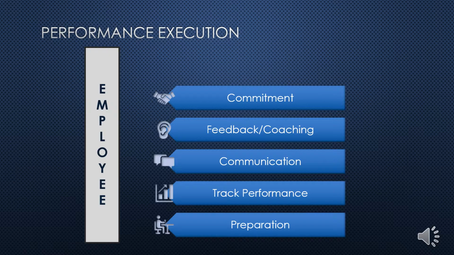Next, communication needs to occur often between the employee and the supervisor, and the employee should pursue these conversations. Fourth, the employee should keep track of their performance and share this data with their supervisor. And last, preparation for the performance review at the end of the cycle should be an ongoing process that the employee involves him or herself in throughout the review cycle.